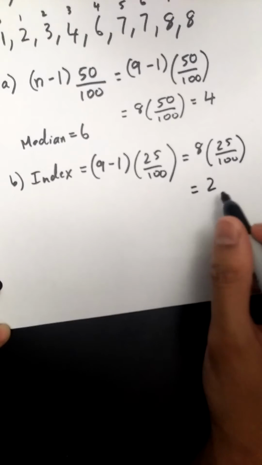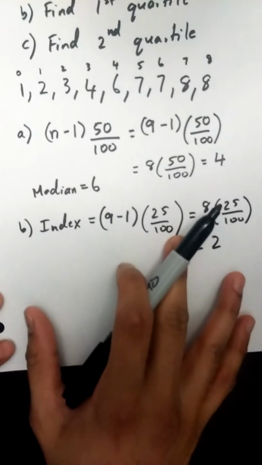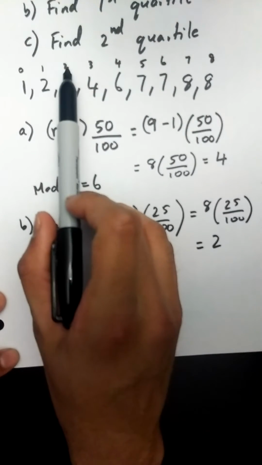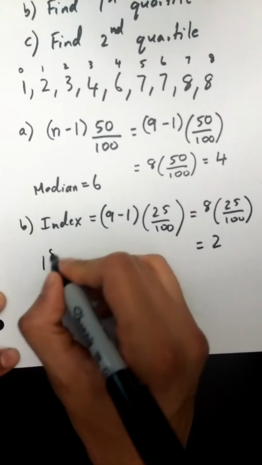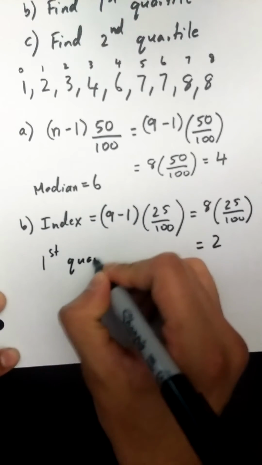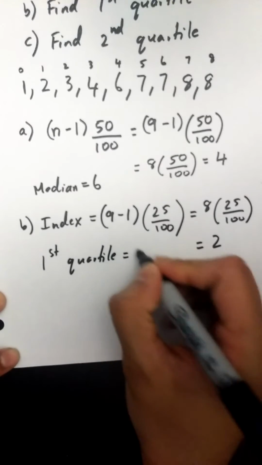Okay, so our index is going to be 2. Again, we go back to our numbers here. Our number with the index of 2 is 3. So we know that our first quartile is equal to 3.